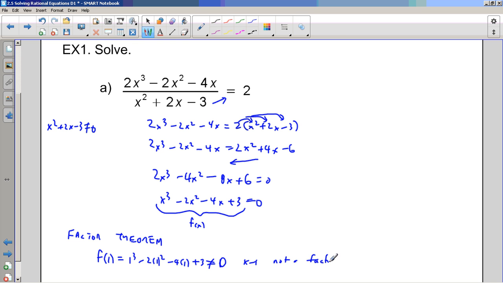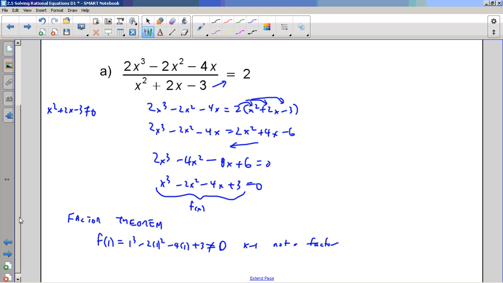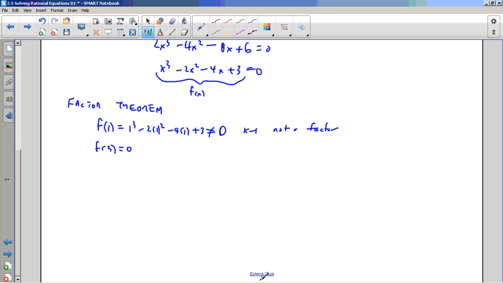And I keep going. I keep trying, and eventually I'll stumble upon f of 3, and that's 0. You can check it out. Bash that into a calculator. And then I get x minus 3 as a factor. So what do I do now? Long division.